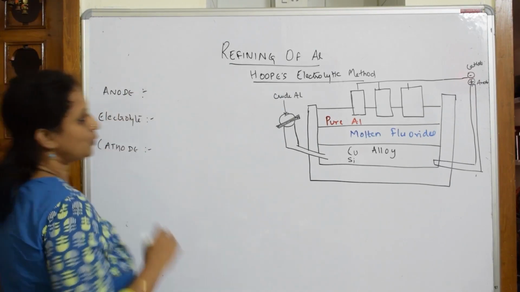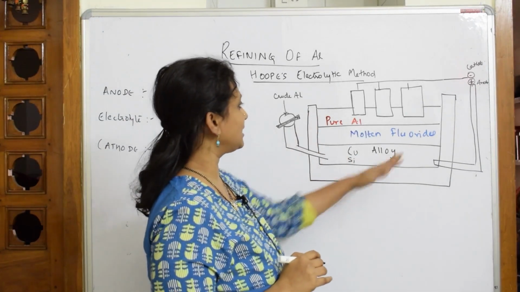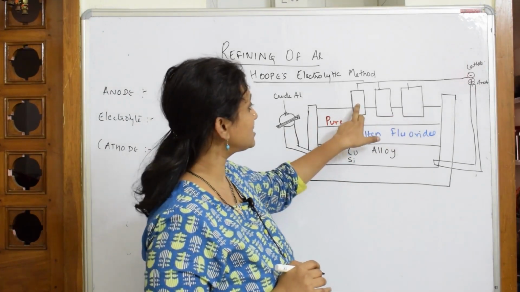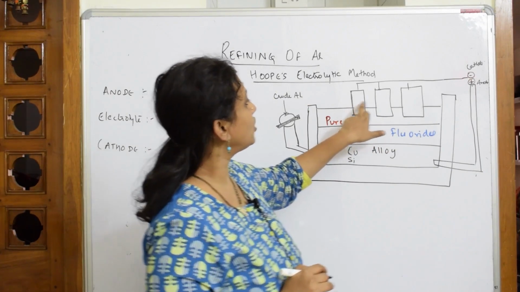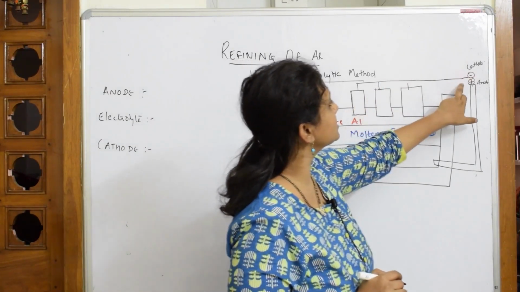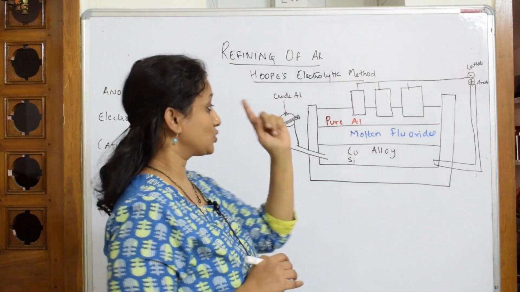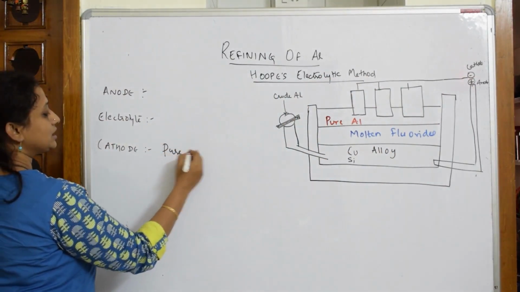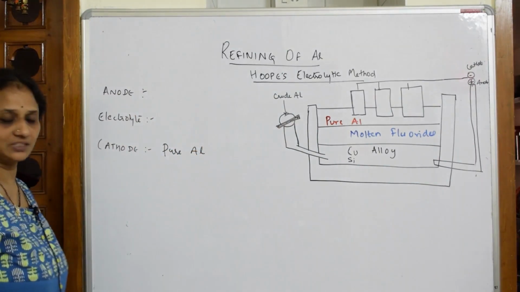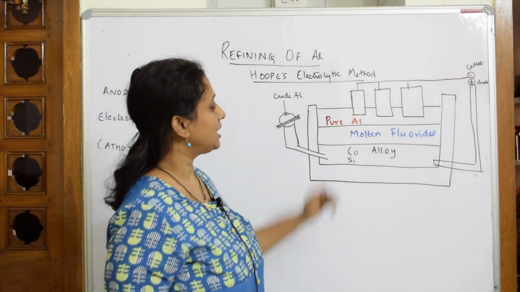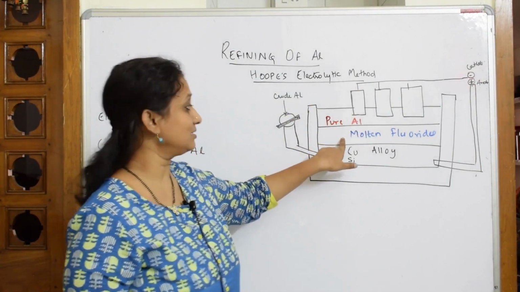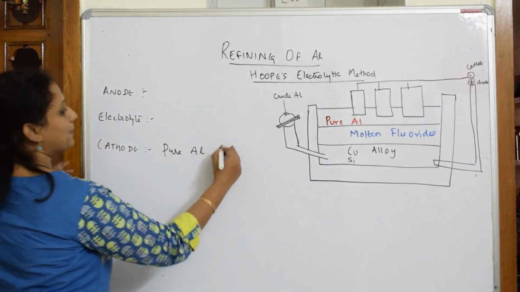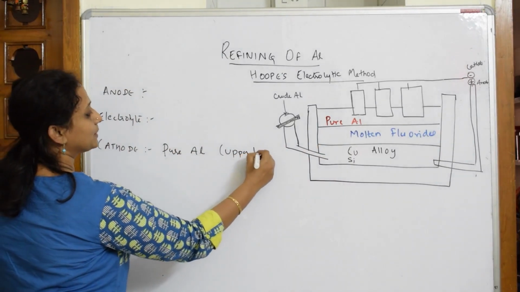Now you would have seen the electrolytic cell. In this electrolytic cell, you have 3 electrodes, all connected to the external circuit. Most important thing, in the cathode, your pure aluminium acts as a cathode. That's the first thing. Just see this layer. Now when I come down to the second layer, that is your molten fluoride. So let us write this as the cathode upper layer.